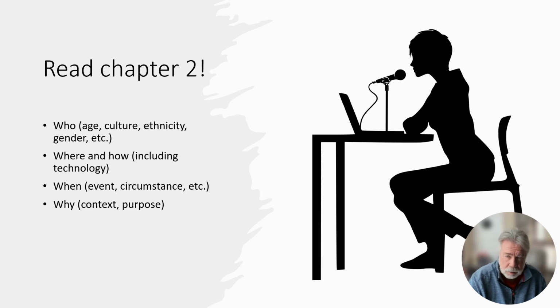First thing, read chapter 2. Read it carefully. There's a lot of good information in there, more than I'm going to go over here, and it's a little bit different than what I'm going to be talking about here. So be sure to understand what's in chapter 2 as you begin to work on your first rehearsed presentation. I'm going to talk about 4 basic ideas. I'm borrowing from journalism: who, where, when, and why.